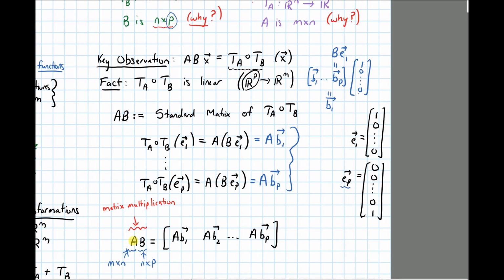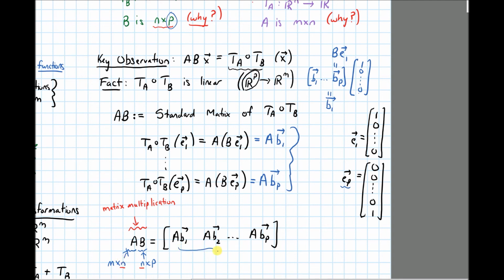So for a matrix product to be defined, these numbers in the middle, the n here and this number here, have to be the same. If they're not the same, the product is not going to be defined, as we'll see in an example in just a couple of minutes. But as long as those middle numbers are the same, the product will be defined.